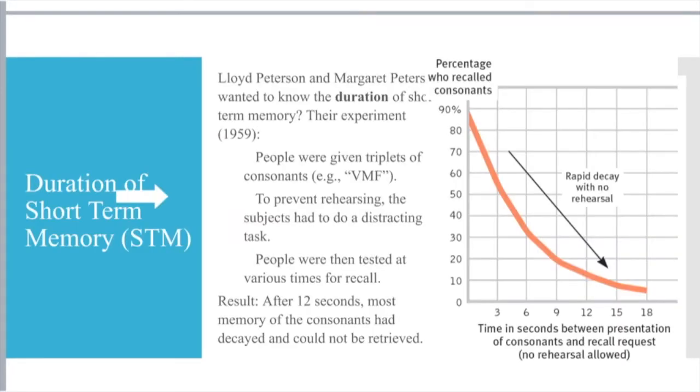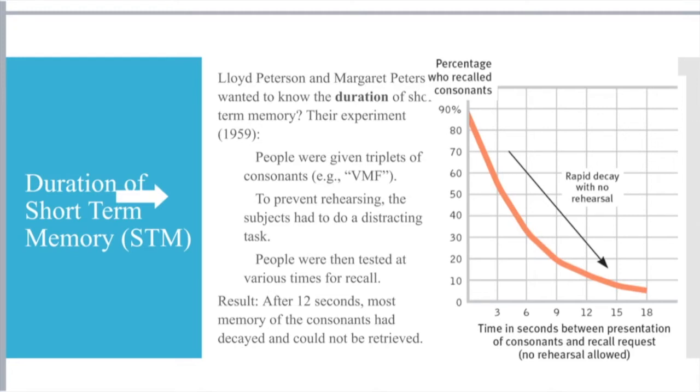So with that, in terms of how long people can use their short-term memory, we see that psychologists Lloyd Peterson and Margaret Peterson wanted to know the duration, and so they were given triplets of consonants, like VMF. To prevent rehearsing, the subject had to do a distracting task. So I would say, okay, guys, remember VMF. Remember VMF. And then I would give you, say, a puzzle. And I would make you work on that puzzle for X amount of time.